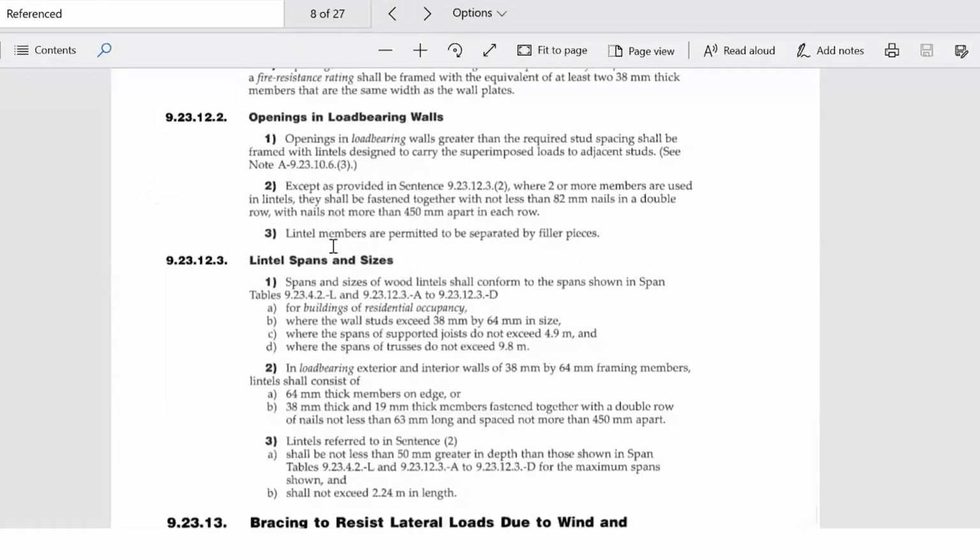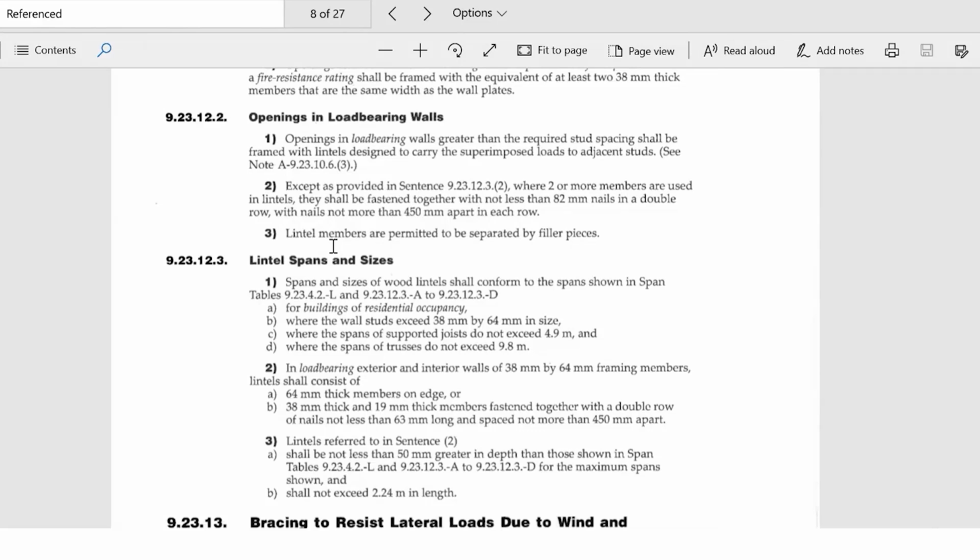Lintel spans and sizes. Spans and sizes of wood lintels shall conform to the spans shown in span tables 9.23.12.1 and 9.23.12.3A to 3D, for buildings of residential occupancy, where the stud walls exceed 38 by 64 millimeter in size, and where the spans of supported joists do not exceed 4.9 meter, and where the spans of trusses do not exceed 9.8 meter. So you can use the tables if you are under those conditions.